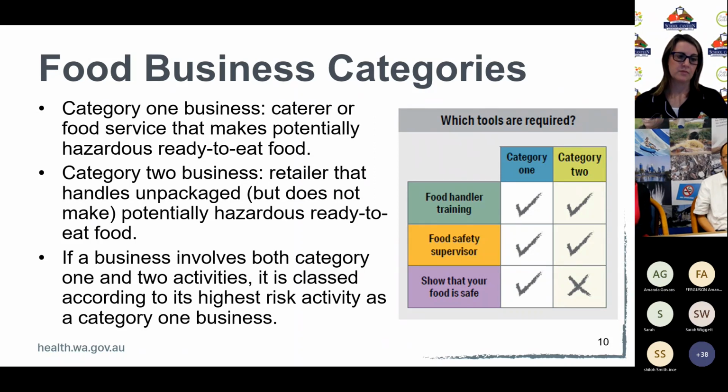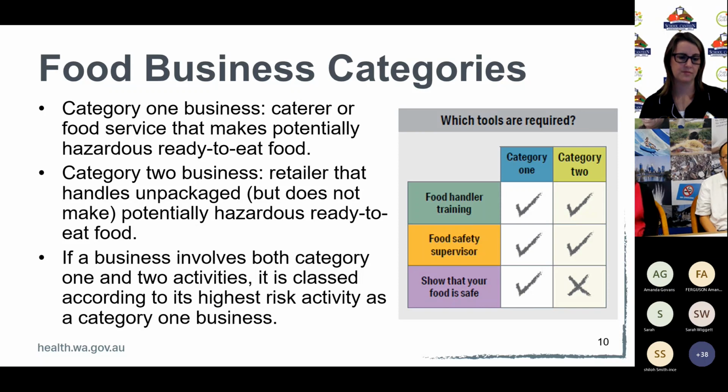Now, I believe that the majority of school canteens will be category 1 because you're most likely making and serving those meals yourself. But I will cover off category 2 businesses as well. So that is retailers that handle high risk foods, they're potentially hazardous foods. They handle them, but they don't actually make them. They would be, for example, food that is made by another food business and then delivered to your business. And at some point you might handle it unpackaged and then serve it.